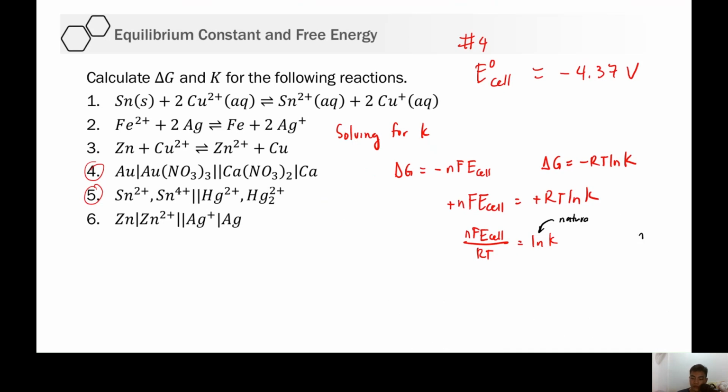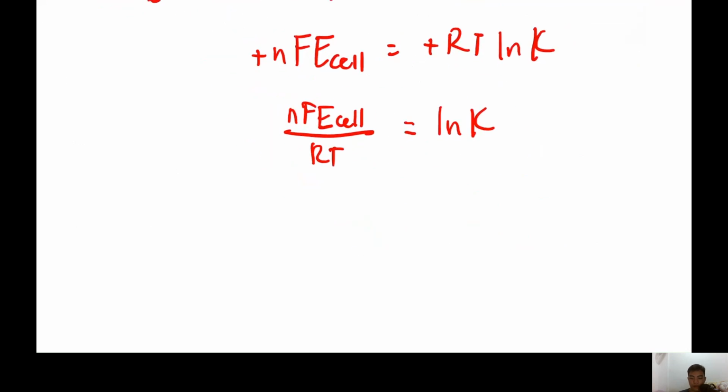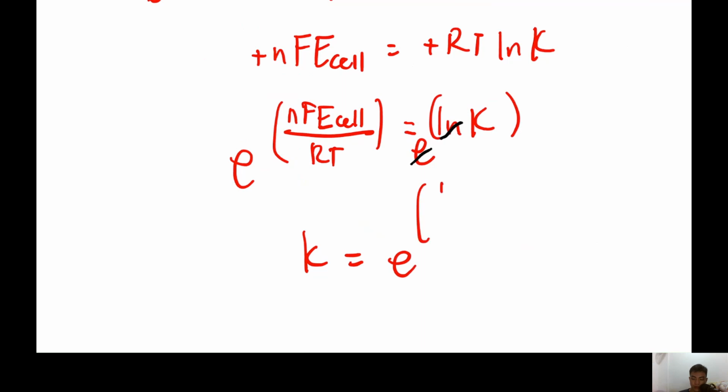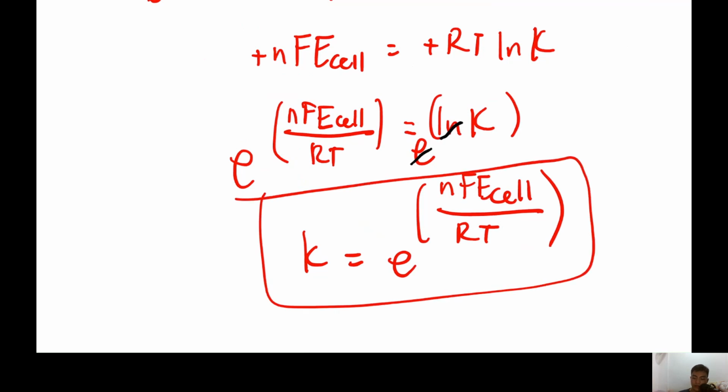Anyway, so now we know how to pull out the k from the ln function. Then let's apply that concept into this equation. So again, we are making this an exponent of base e. Okay, and you know that e and ln will cancel out, giving us k is equals to exponential nFE cell over RT. So this is the equation to be used when solving for k.